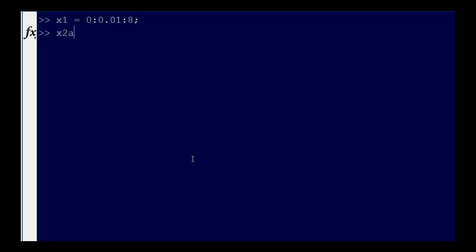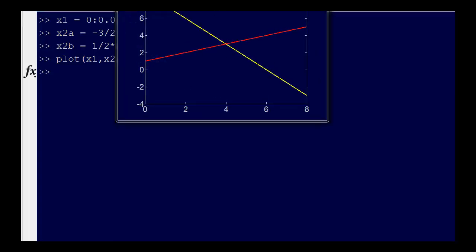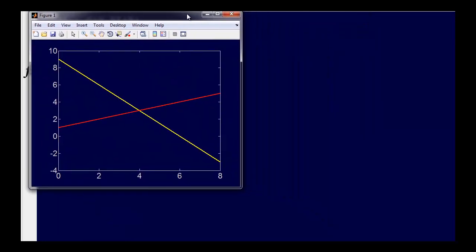And then my x2, I'm going to call that equation A. x2a equals minus 3/2 times x1 plus 9. x2b equals plus 1/2 times x1 plus 1. And so then we're going to plot x1, x2a, x1, x2b. Let's see how that looks. Okie dokie. So we plot that out, and here is the plot.